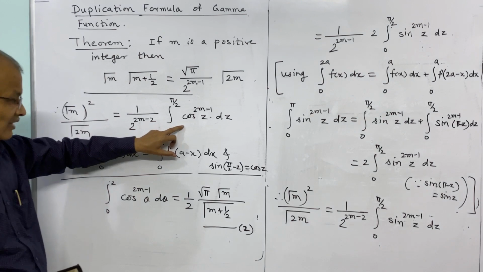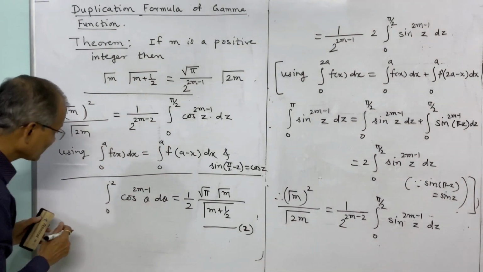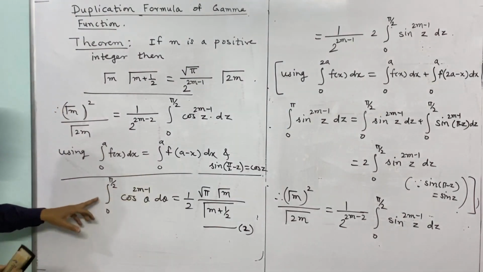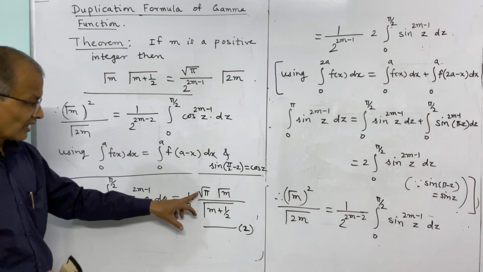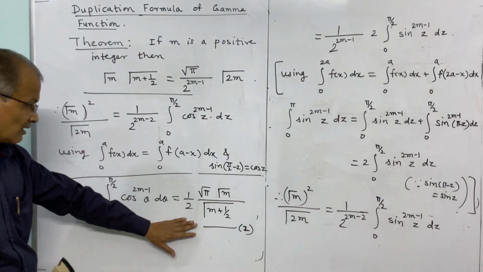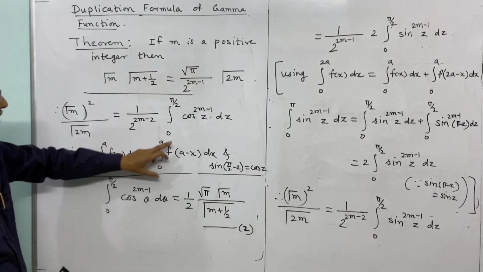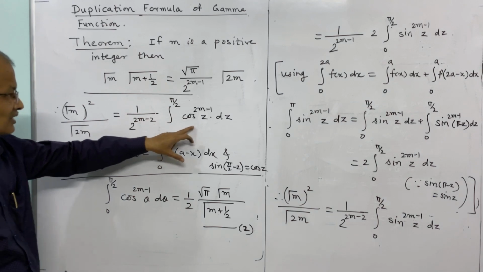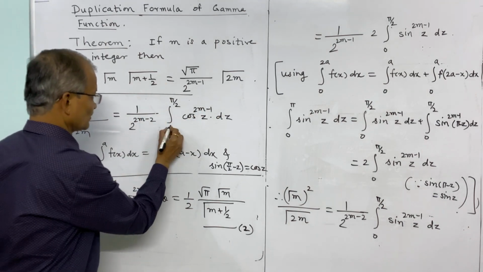And now here we shall use the second result. What is the second result? The integral 0 to pi by 2 of cos theta raised to 2m minus 1 d theta is half gamma of root pi into gamma of m divided by this one. Now it is exactly the same integral 0 to pi by 2; instead of theta here it is z. So therefore its value is to be replaced from the second result.